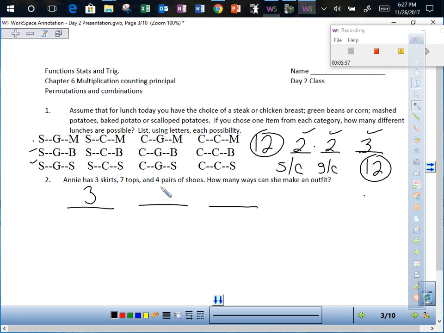In terms of the top, she has 7 tops. She has 4 pair of shoes. If we multiply those all together, we get that she could come up with 84 different outfits. So choices times choices times choices. So there's what we got so far.